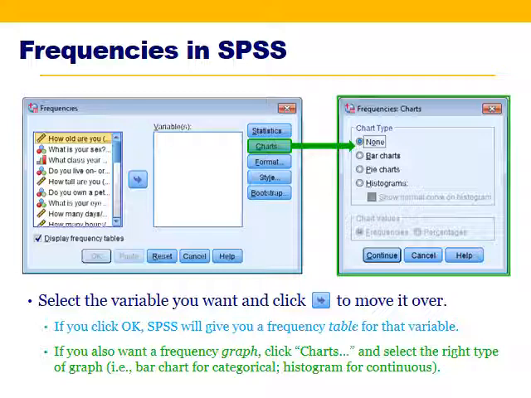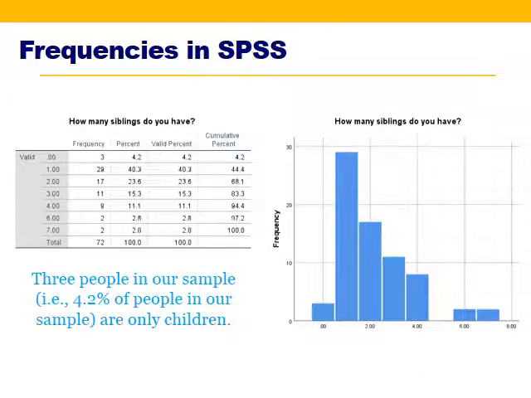And then in the Charts menu, we're going to click the button for histogram because we know that number of siblings is a number, so it's a continuous variable. So we would like SPSS to give us both a frequency table and also a histogram that displays how many siblings the people in this class had. So there is that information.